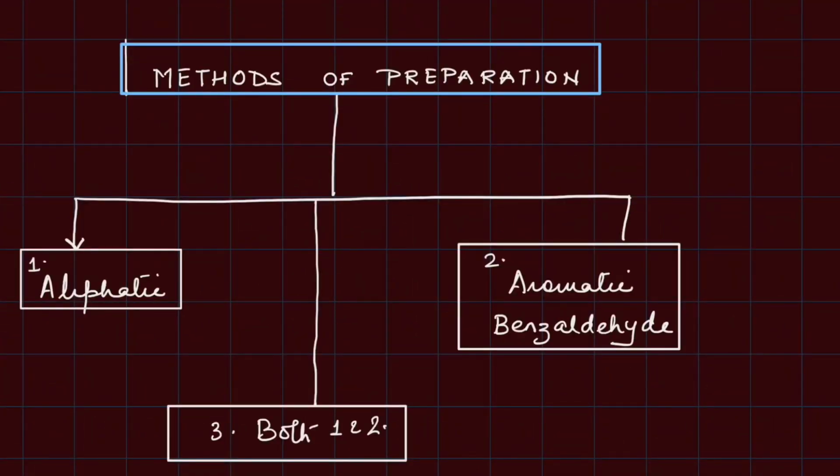Aldehydes and ketones are known as carbonyls, and the methods of preparation of aldehydes and ketones are pretty similar. So in this lecture, I'm going to take up the methods of preparation of aldehydes, but at the same time, I will be talking about some of the methods which are identical for ketones as well.